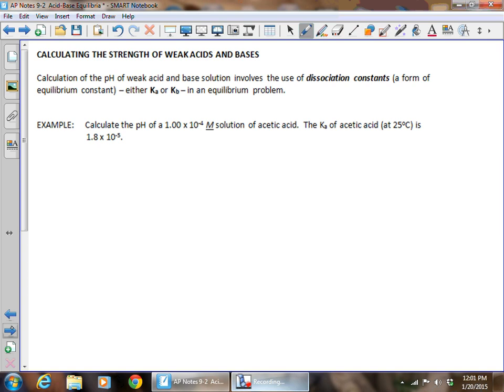Now, what we want to look at now is how we calculate the strength of these weak acids and bases. How do we get the pH? Now, you know if we have a strong acid or base, the pH is fairly easy to find. It's just the negative log of the concentration of that acid. However, when we're dealing with a weak acid, the concentration of the acid itself is not the concentration of the hydrogen ions that are in solution. This is not a completion reaction type of situation. So we're going to have to use a RICE equation. So let's set that up.